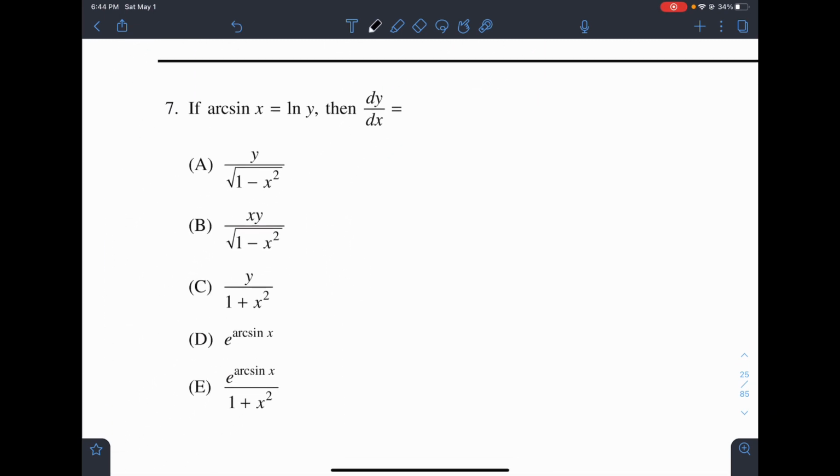Alright, so here comes some implicit differentiation. So sine to the -1 of x equals ln of y. I'm using sine to the -1 because that's how I like to write it. You can use arc sine if you want to. So now we're going to call back to our inverse trig derivatives. So d dx of sine to the -1 of x equals 1 over the square root of 1 minus x squared. So we're going to use that here. So we're going to differentiate both sides of this equation.